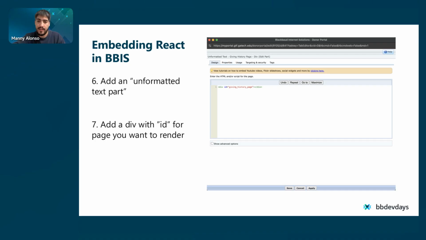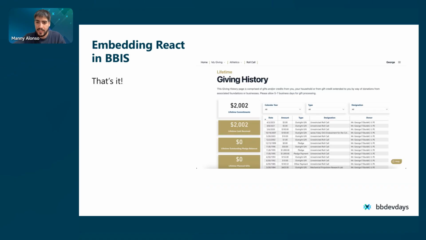Then we add another unformatted text part to the page. Now this is an individual BBIS page, and we put that ID there, with ID of giving history page. And so now the script, if that ID exists, is going to inject the React code into just this page, not all our other pages. Because the script lives on all the pages, since it lives inside the template, it's not going to inject the giving history code into all the pages. It's only going to inject it where it finds that div with that ID. And then if you did all that right, you hopefully get our giving history page, which looks something like this that I showed earlier.